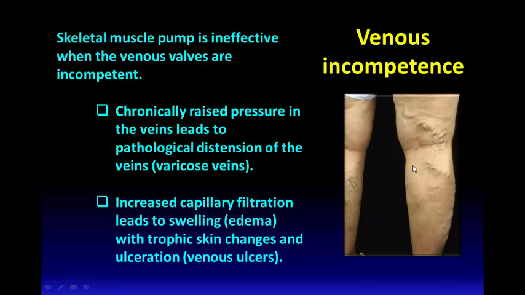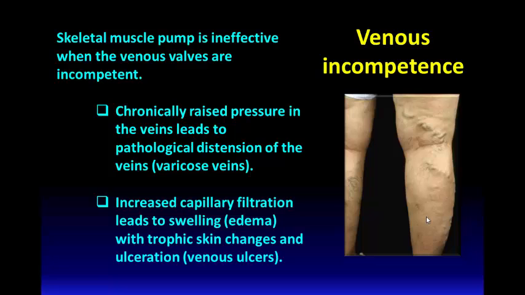Thus, when the venous valves are incompetent and there is chronically raised pressure in the veins, the chronically raised pressure in the veins leads to pathological distension of the veins, and this is clinically known as varicose veins. Also, the increased capillary filtration leads to swelling, edema, with trophic skin changes and ulceration, and this is clinically known as venous ulcers.